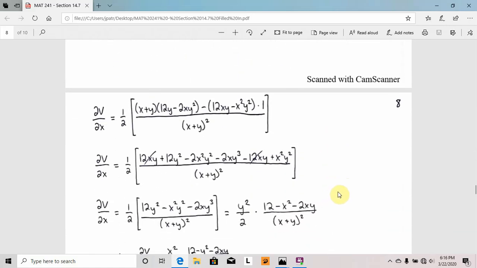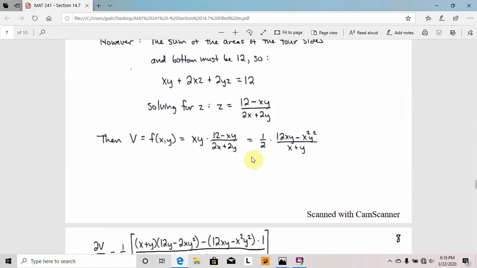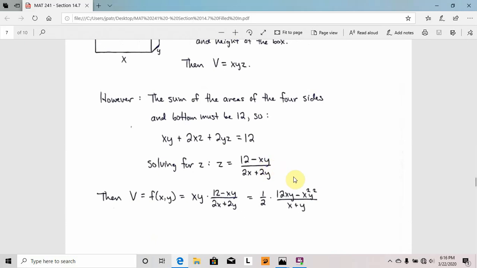Okay, so then there, that's kind of what I was going after. The volume, it's a function just in x and y, so now it's x times y times that representation of z that's right here. And then I'm going to rewrite this a little bit. I'm going to pull that 1/2 out front just to make the partial derivatives easier, because there's going to be some quotient rule in this.